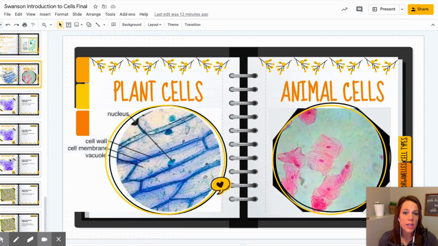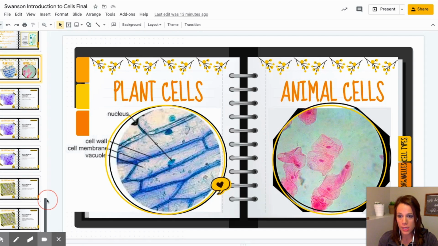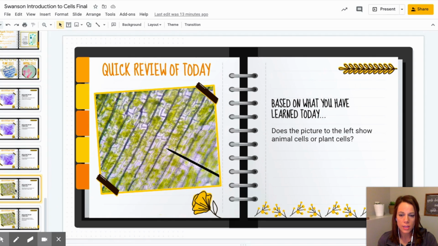And these ones are stained, by the way. They put dye on cells a lot of times, specifically animal cells, because otherwise we have a difficult time seeing them under the microscope. So that's why they look pink and purple a lot of times. How about this one? Think about it. Do you think these are animal or plant cells?